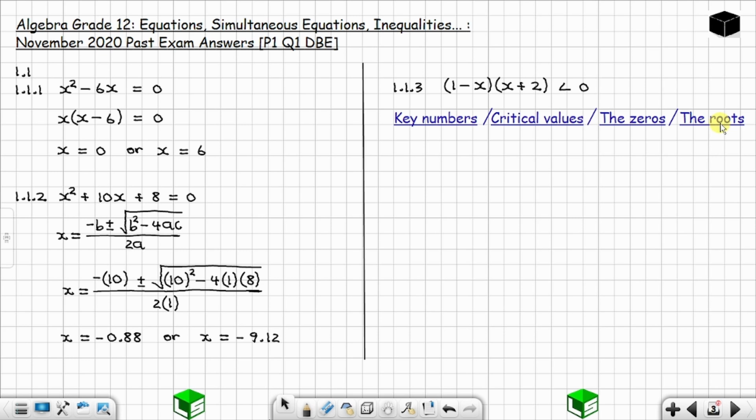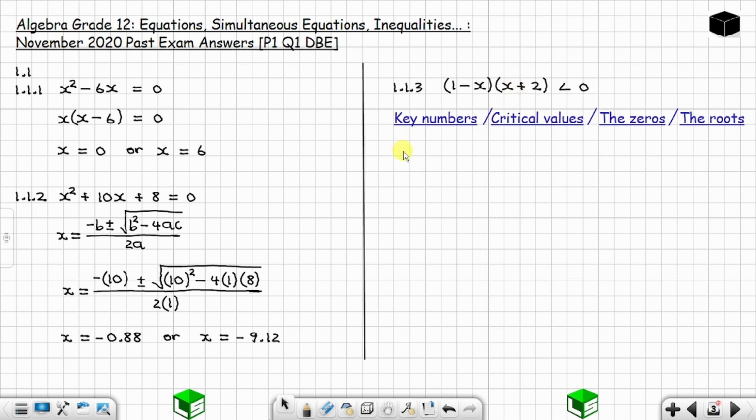So this is what you do when you are solving a quadratic inequality. So this is a quadratic inequality. To solve a quadratic inequality, you need to find your key numbers first, or your critical values, or your zeros, or your roots. I prefer to call them key numbers. I'm going to use the word key numbers. To find the key numbers, what you have to do is to take this first bracket, you make it equal to 0, and you solve for x. You also take the second bracket, you make it equal to 0, and you solve for x.